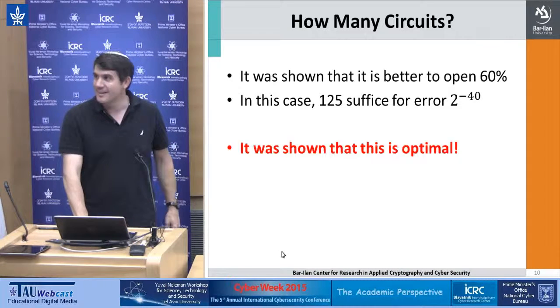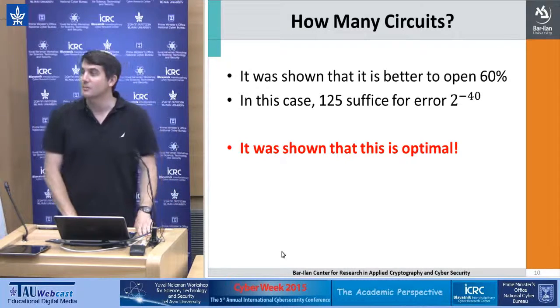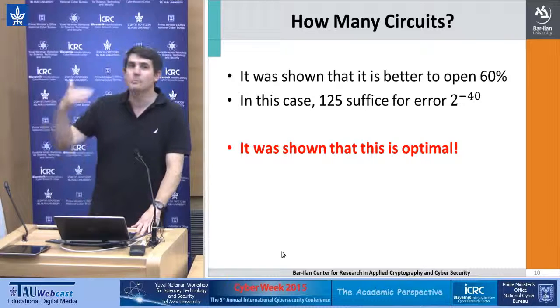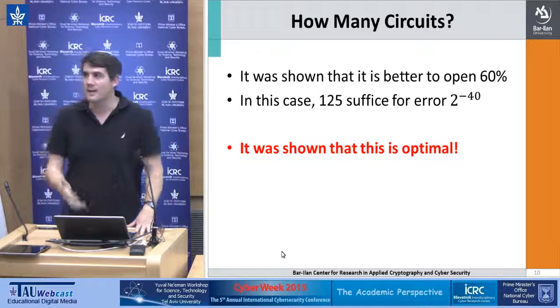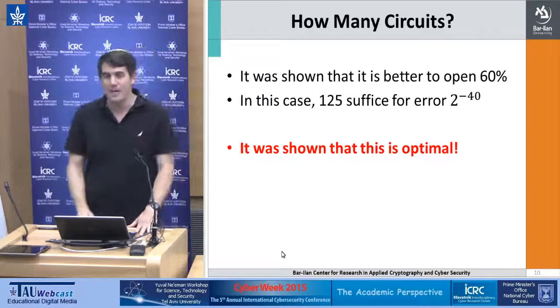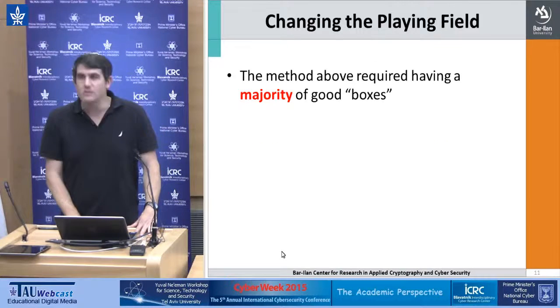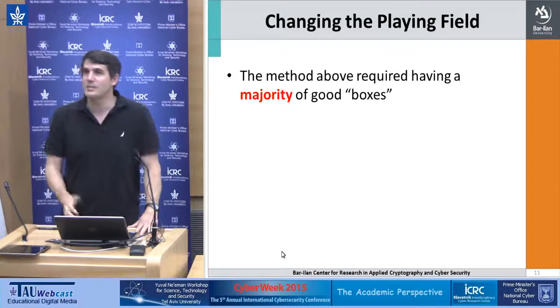Not great. The bad news actually is they showed that it's optimal. They showed that you can't do better within this strategy than 125 circuits. And that's really bad because 125 is not a happy situation. So what do you do when you run into a wall, when you run into a lower bound? You change the playing field.